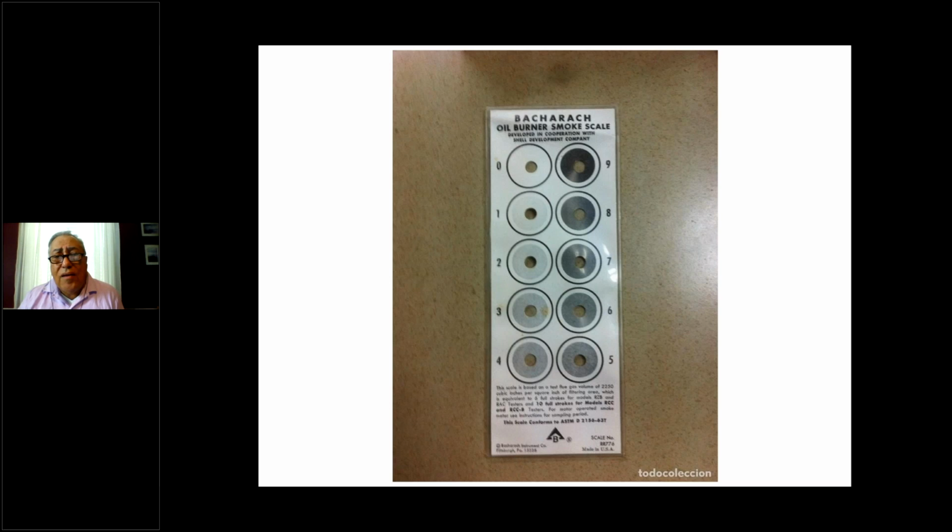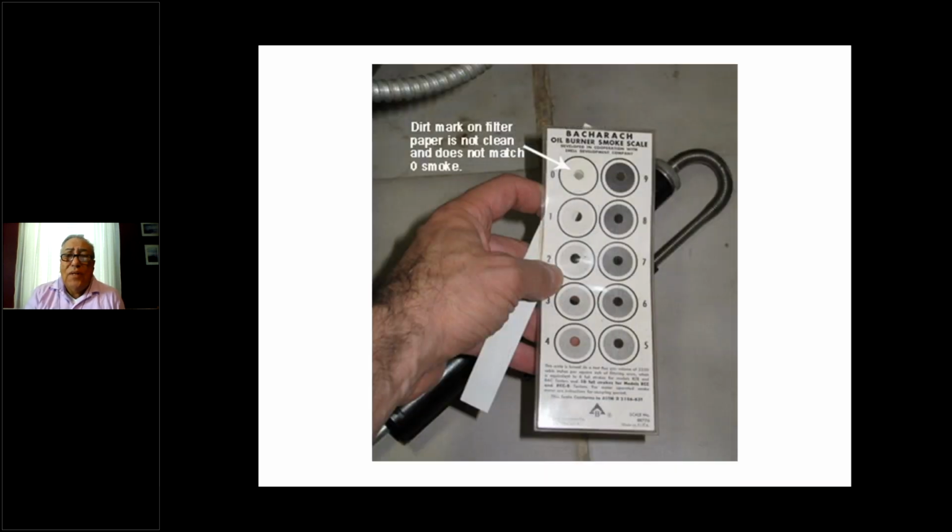So you take your test, and then you compare it like this guy's doing here, and you want to make sure that you don't have any smoke. You'd match it up to one of those circles, and that'll give you an idea of what number smoke you have. If you have number 9 smoke, you've really got a problem. You're really looking for 0 smoke. So if you had any marks, you would make an adjustment and then take another test and try to get as close to 0 smoke as you possibly could.